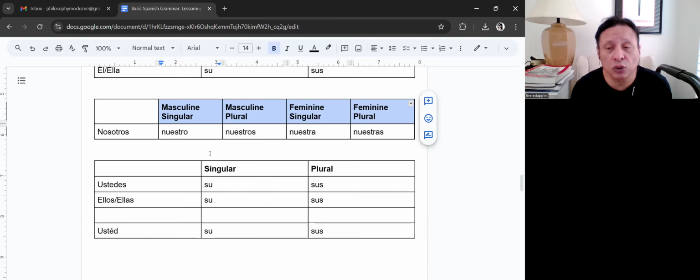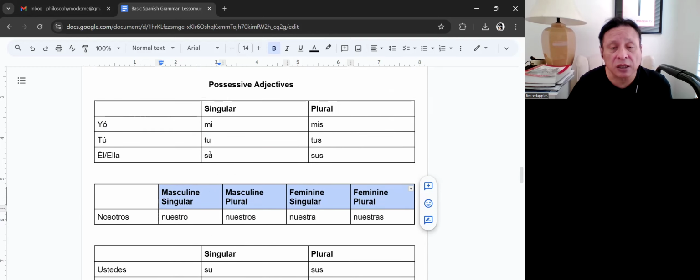Usted, su and sus. That's it. Easy peasy. The plural possessive adjectives in Spanish after nosotros are just su or sus. And even in the third person singular, él, ella, which is he, she, it is su and sus. So learning the possessive adjectives is, I think, nothing.